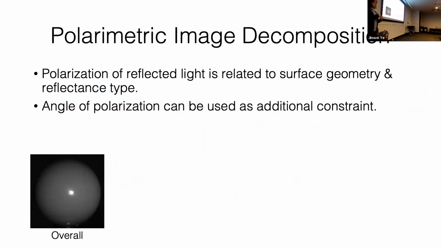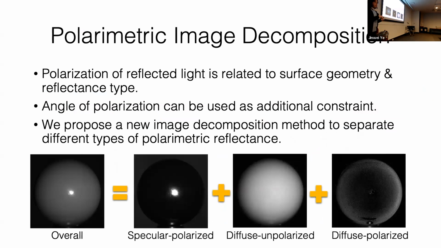Because polarization itself is also related to the surface geometry, we also want to take that into account, and so we do a polarimetric image decomposition, which basically decomposes images into different components. Here we have the specular polarized, the diffuse polarized, and the diffuse unpolarized. Out of them, the specular polarized and diffuse polarized give us polarization-related geometry information.